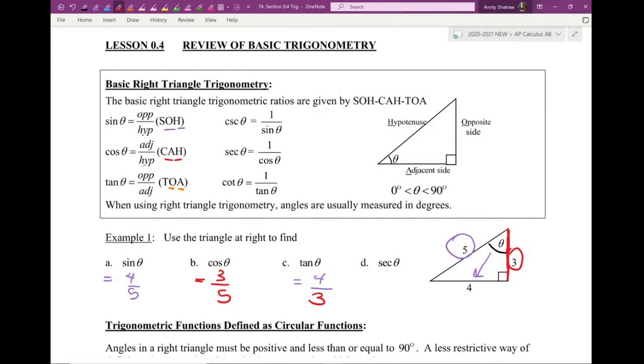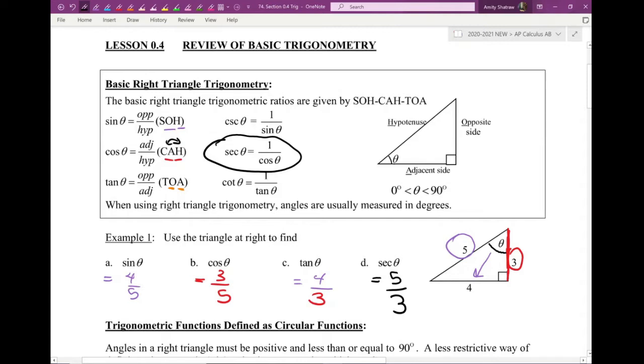Secant, remember, the definition of secant is the reciprocal of cosine. So without doing too much recalculating to find secant, I just do 5 over 3. Okay, but technically you can go through more steps to find it. Secant is hypotenuse over adjacent. Remember, we're supposed to flip these two things, the adjacent and the hypotenuse.